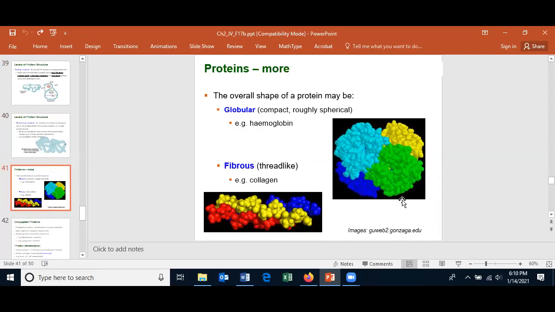Proteins come in 2 overall shapes. They can be globular proteins, and they're compact, roughly spherical. Hemoglobin's an example of a globular protein. Most enzymes are globular proteins. And then the other shape of a protein is a fibrous protein, and it's thread-like, running like a thread. And collagen would be an example of a fibrous protein.